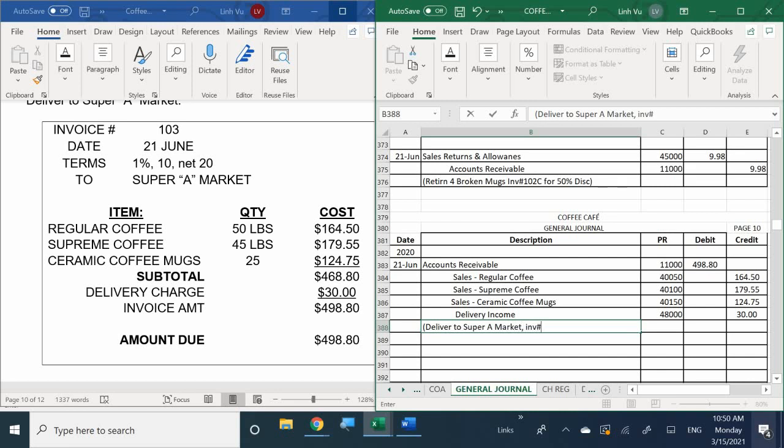Invoice number 103. Okay. Any terms that I gave them? Okay. Good. Good. So what do I do next? Ledger. We do the ledger. Good.